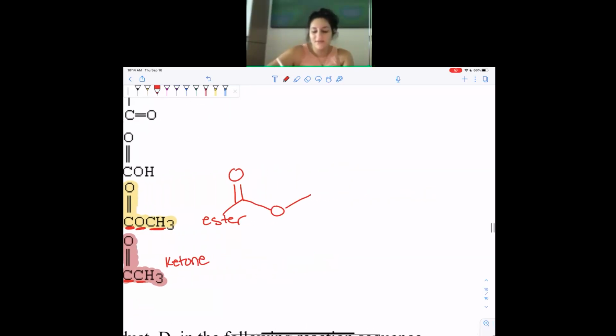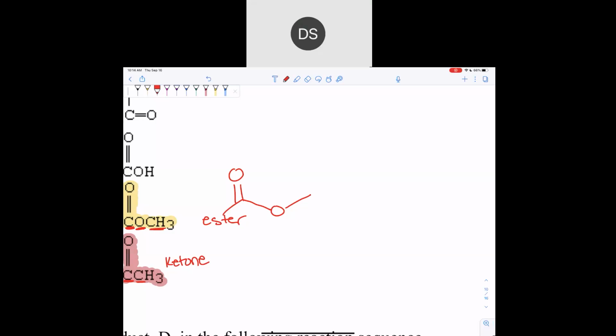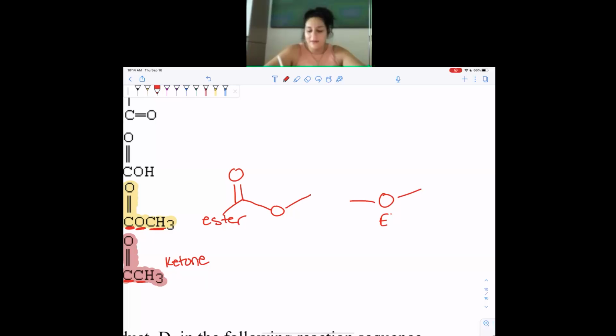Quick, what's the difference between an ester and an ether? What does an ether look like? It doesn't have an oxygen double bonded. Perfect. So it's missing that carbonyl.